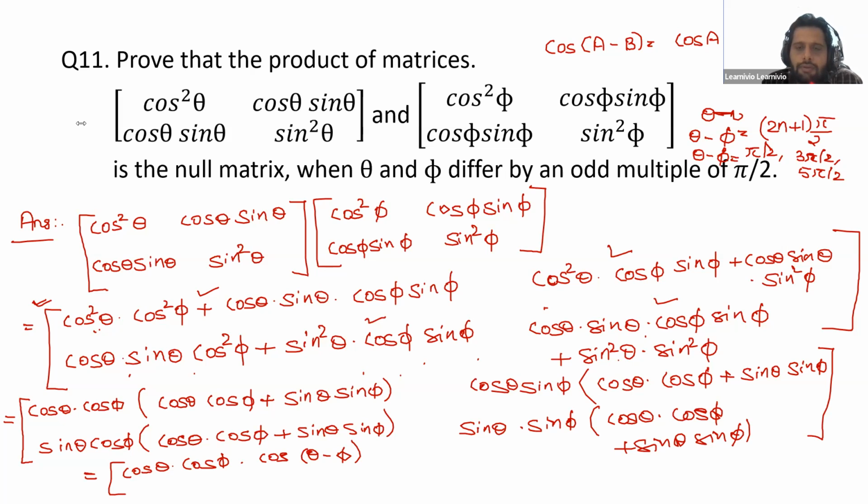0. Okay, so now in the question they are saying that theta and phi differ by an odd multiple of pi by 2. So that means the difference between theta and phi is pi by 2. Odd multiple of pi by 2 means pi by 2, 3 pi by 2, 5 pi by 2, 7 pi by 2, and so on. So for all these values, the cos will remain 0. So that's why in place of this, we can put 0, and finally you will get the null matrix.